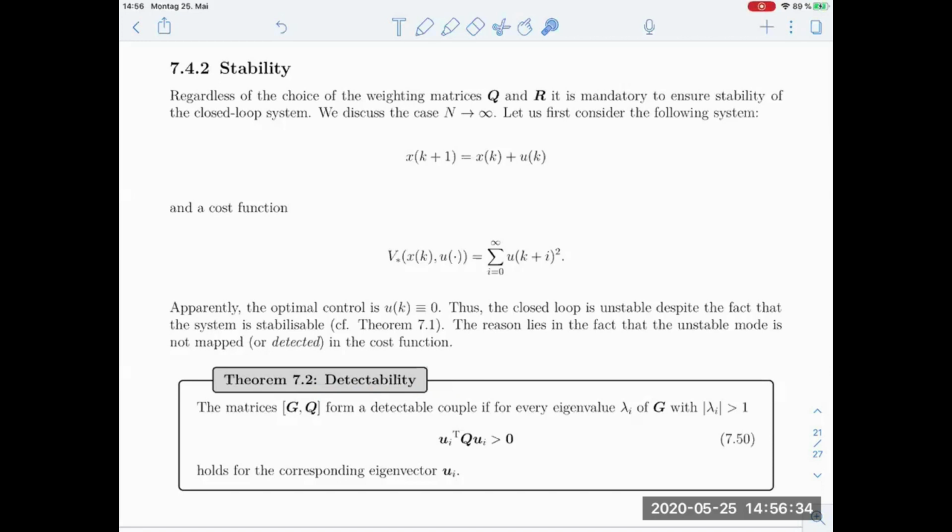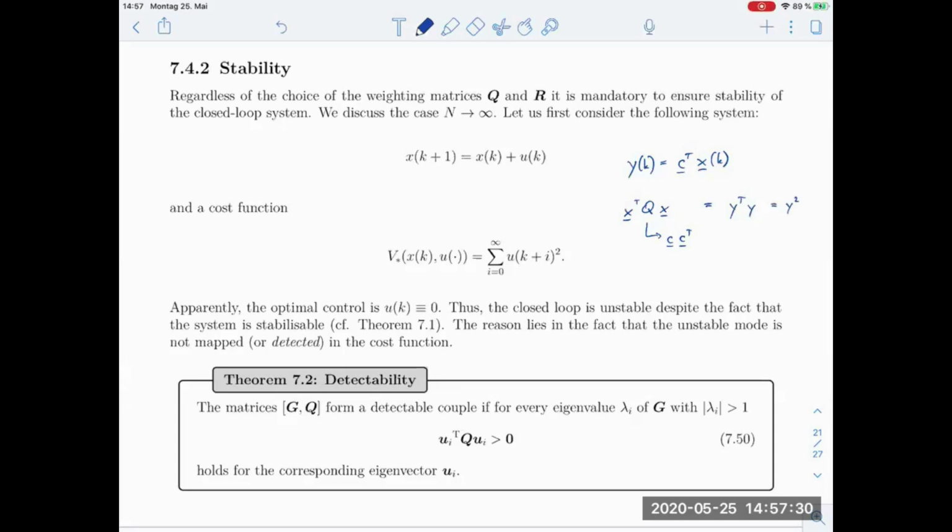Detectability is a property of the system matrix G and of Q. If you remember our discussion from some weeks ago, I told you that if you have a system output y of k equal to some c transposed times the x vector, and you write x transposed Qx as a state weighting term, then of course you can choose Q as c times c transposed, and essentially you would get y transposed times y, which is y squared.